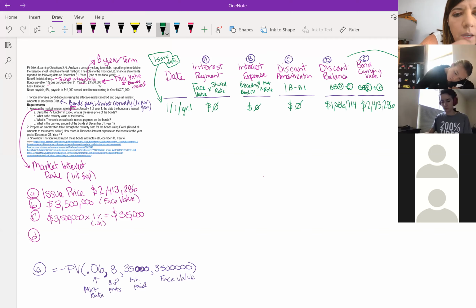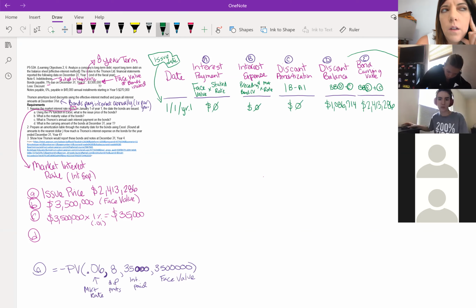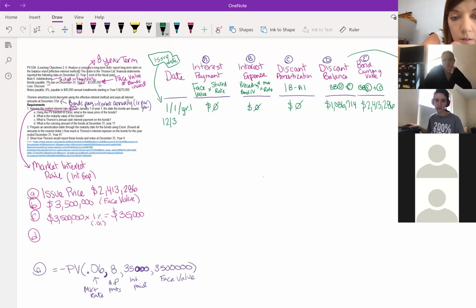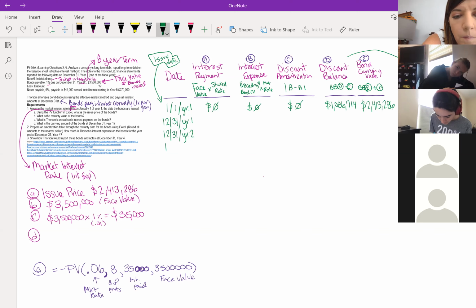When do these bonds pay interest? On what date? 31st of December. Correct. The end of their year, which is December 31st. So the first payment date is going to be December 31st, year 1. The second payment date will be December 31st, year 2. Third will be December 31st, year 3, etc.